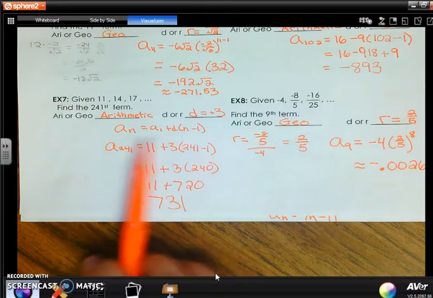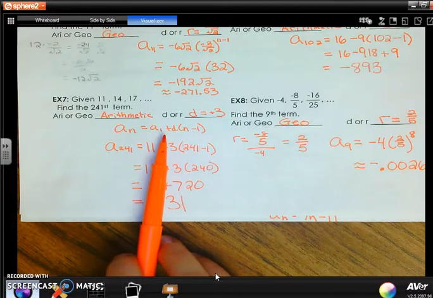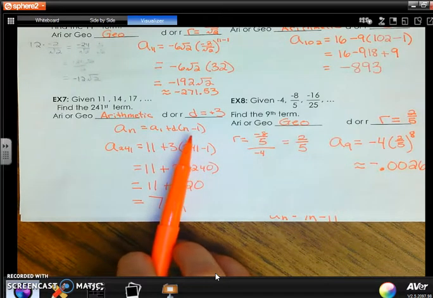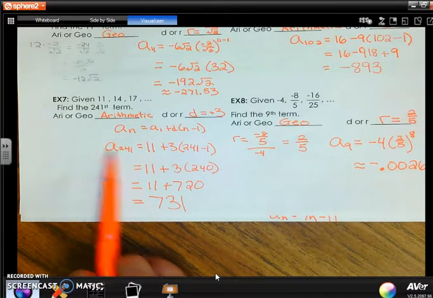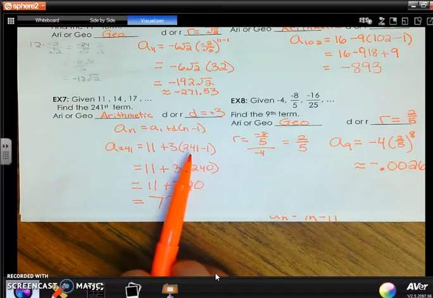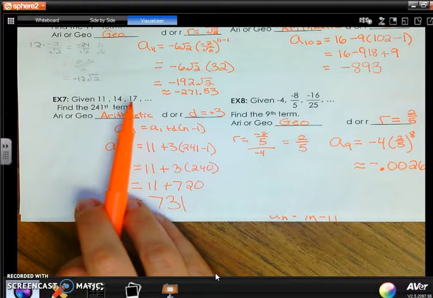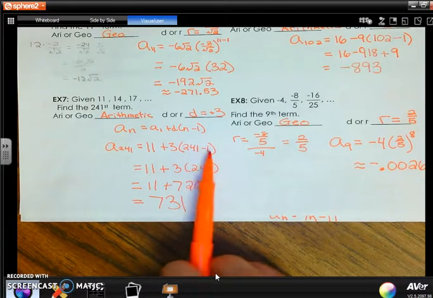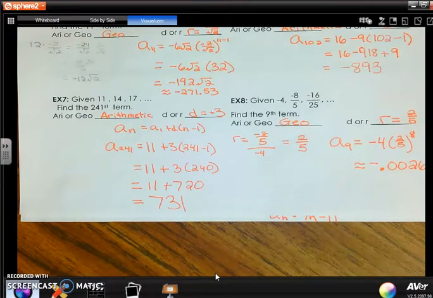So you have your formula. Again, here's the formula for that explicit. It says to find any term, you take the first term, and then you add it to the product of the d value and the term number minus 1. So I'm trying to find the 241st term. That means that the n value is 241, so that goes there. The d value we determined was a positive 3. And again, to get that, you could do 14 minus 11, or you could do 17 minus 14. Notice how you get 3 both times there. And I would do 241 minus 1 is 240. 3 times 240 is that 720, and you just add 11 to get 731 for your final answer.